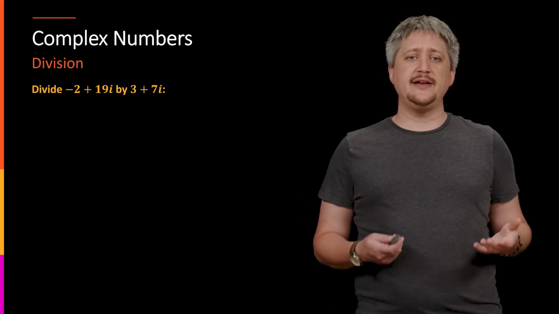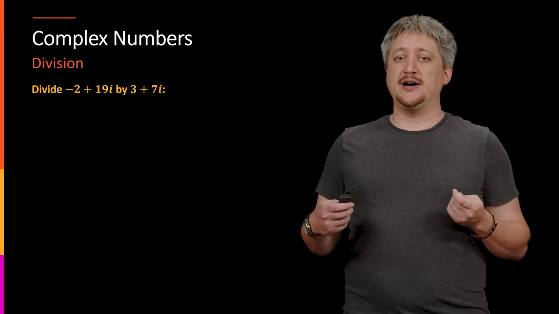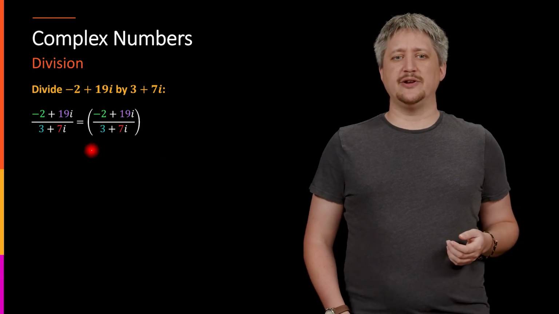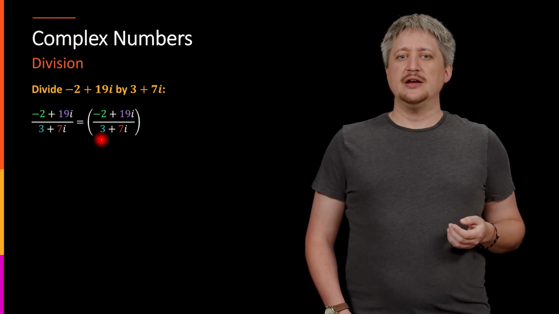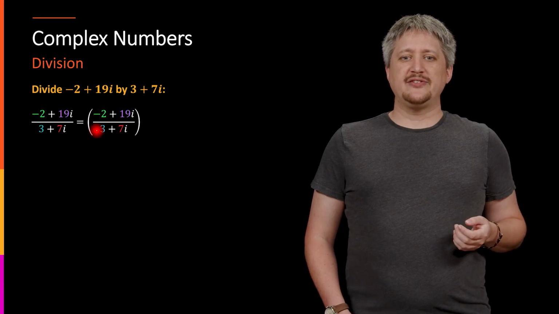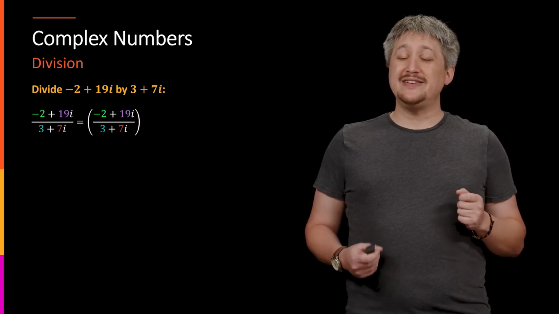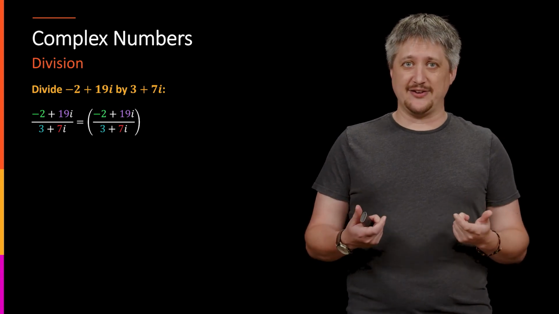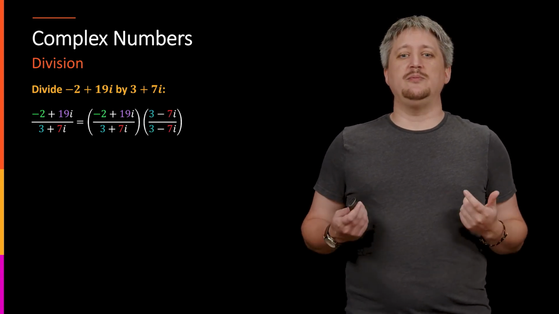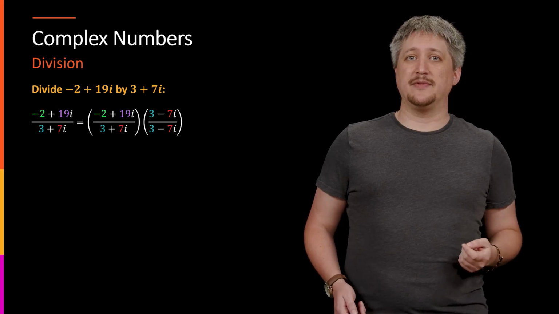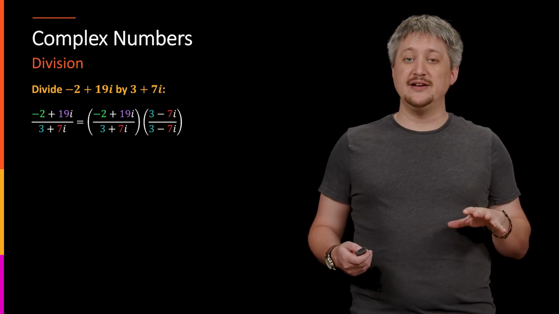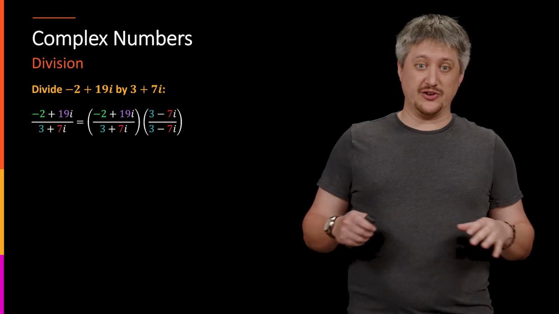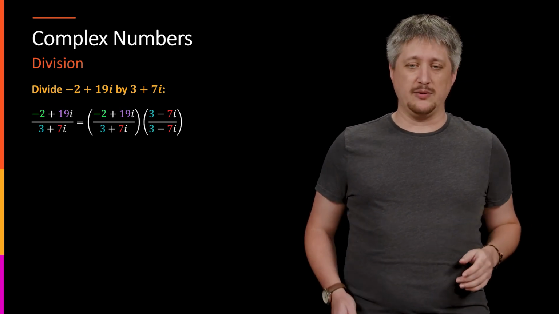Let's say we want to divide -2 plus 19i by 3 plus 7i. Well, we start by having that written as a fraction for division. But we want to get this into the standard form a plus bi. The way we do that is we multiply by the conjugate of the bottom. The reason for this is, as we'll see, we get a nice result in the bottom that will end up being just a real number, which is very helpful.